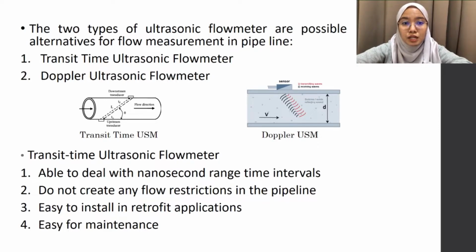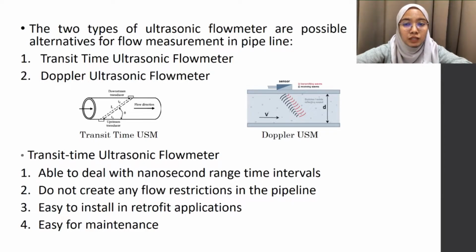There are two types of ultrasonic flow meter that can be used as an alternative for flow measurement in the pipeline: the transit time ultrasonic flow meter and the Doppler ultrasonic flow meter. However, the transit time ultrasonic flow meter is the most used in the industry. A transit time flow meter can easily deal with nanosecond range time intervals to obtain high accuracy data. Transit time flow meters do not create any flow restriction in the pipeline. They are used in many cases in which flow restriction is unavailable.